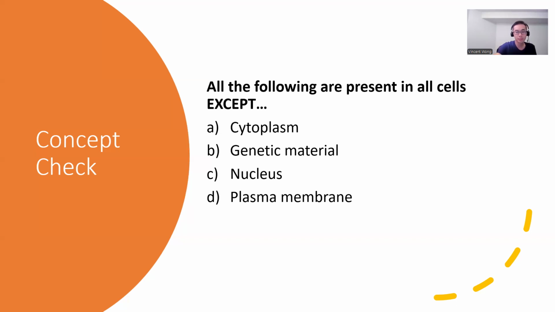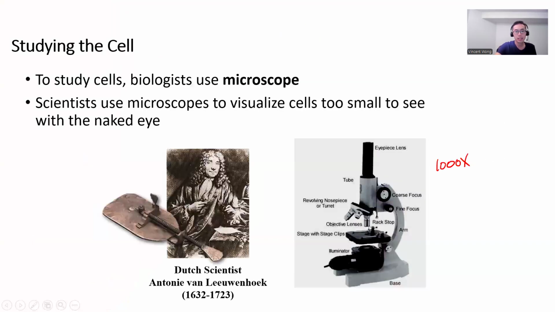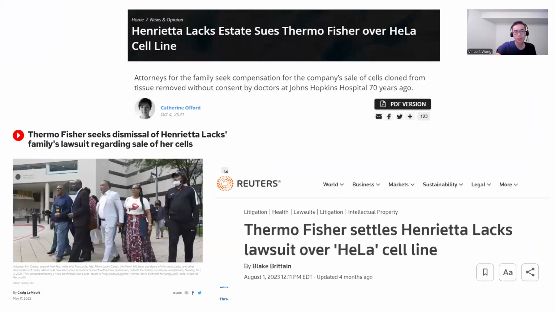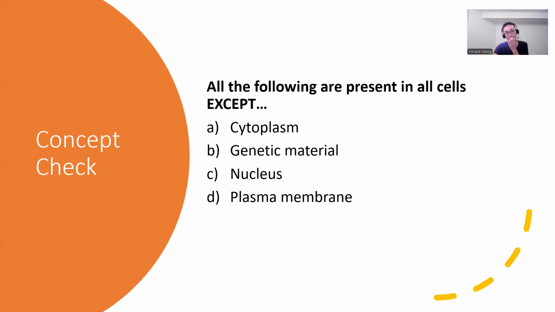Okay, looks like people are having a bit of trouble with this one. Let me just go back quickly to show you. Previously, I was telling you the common features of all cells. We have the cell membrane, the genetic material, and the cytoplasm. This question is asking you for the exception. Okay, so the exception is nucleus. Not all cells have a nucleus. We haven't talked about the nucleus yet, but we will. Not all cells are going to have the nucleus.